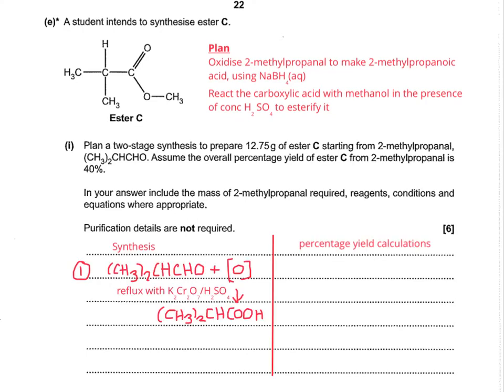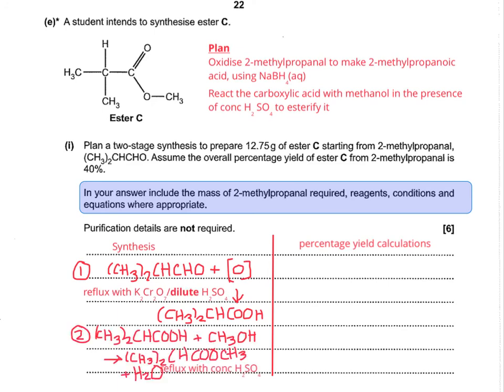Step 1 is to oxidize the aldehyde, so the equation with the reagents and conditions as they've asked you for are included. So we need to now think about part 2. I've put in the reflux with concentrated H2SO4 for the second stage, but if I'm going to say concentrated H2SO4 for the second stage, I've just gone back and changed my conditions for the first stage. It should be dilute H2SO4. So it's important perhaps to think about this.